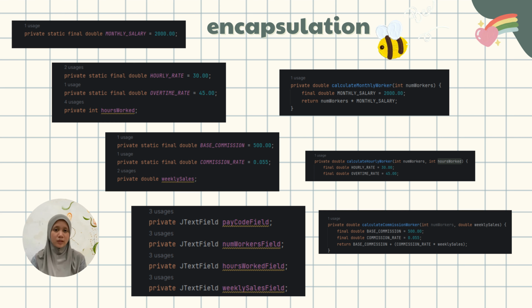All of these variables are part of the GUI implementation, where the user can input data related to workers such as pay code, number of workers, hours worked, and weekly sales, and the calculated result or other information will be displayed in the total label.